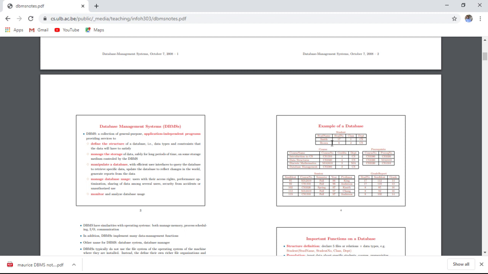Listen to this carefully. Relation student means table student. Relation customer means table customer. Relation patient means table patient. The schema is the field names, how you are going to define the structure of the relation, of the table.